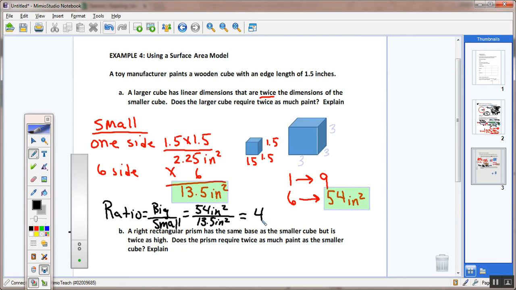This 4 represents, if I double all the dimensions, it's like painting that smaller cube how many times to get the paint coverage for the bigger cube? How many times? 4. Okay. Just because I double the lengths doesn't mean that you double the amount of paint. You're actually using 4 times the amount of paint here. Okay. So you're going to be using 4 times the amount of paint.